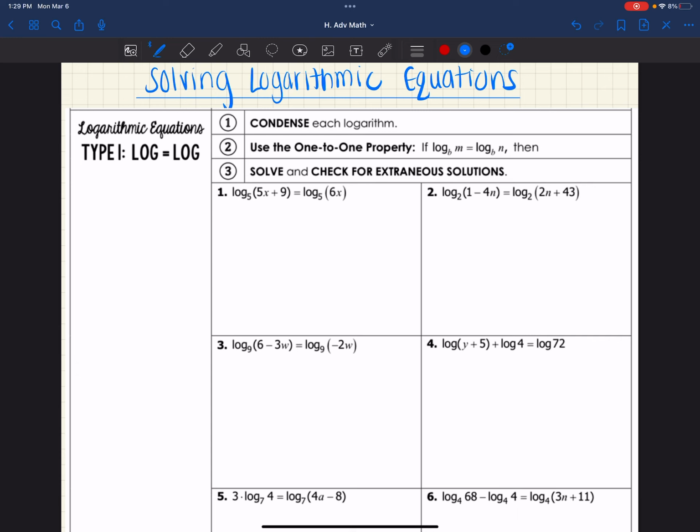My iPad's only at 8%, guys, and the bell's going to ring in 17 minutes, so we have to get this done really quick. Okay, so solving logarithmic equations.